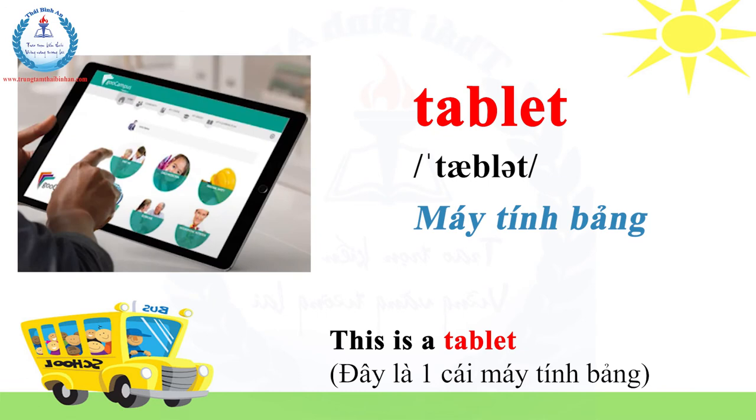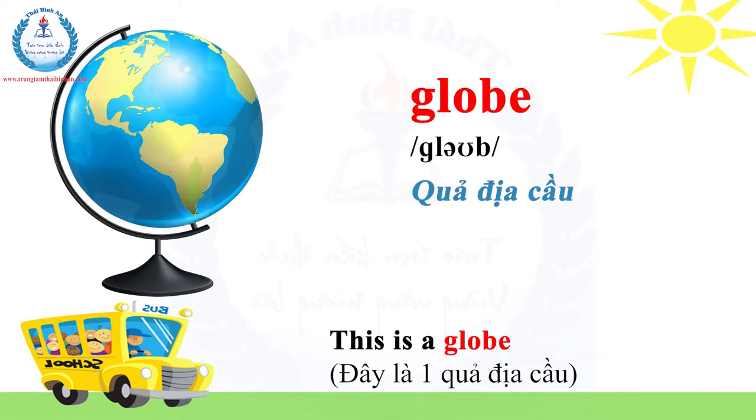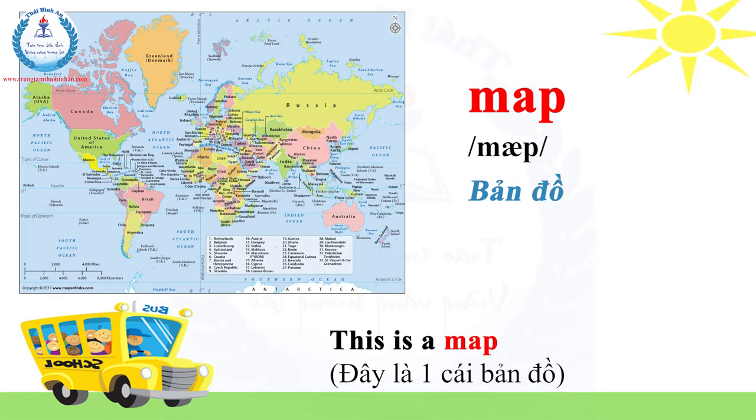Máy tính bảng. Tablet. This is a tablet. Kính lúp. Magnifying glass. This is a magnifying glass. Quả địa cầu. Globe. This is a globe. Bản đồ. Map. This is a map.